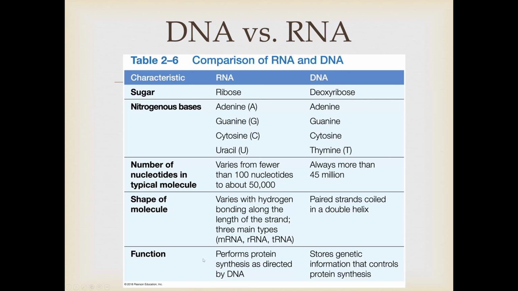RNA functions to make proteins. So DNA actually has the instructions and it passes the instructions to RNA, and RNA does the making, or the synthesis, of the proteins. DNA stores the genetic information, so it's the master repository of all of the information needed to make those proteins.